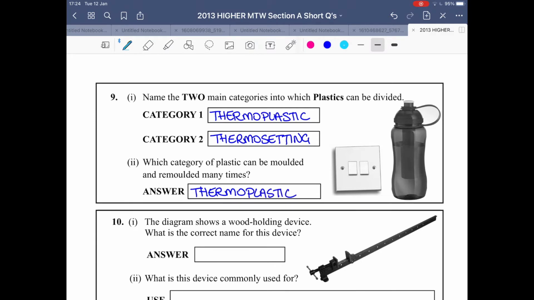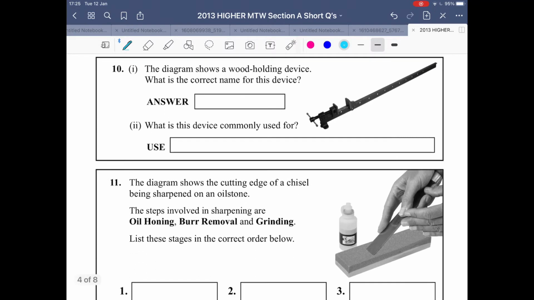Okay, so next question then. It says that the diagram shows a wood holding device, and what's the correct name for this device? I'm just putting a bit of notes up there onto question 9 first before we move on. Once it's set, it's basically just writing down what I already said. Thermosetting, once it's set, basically the word set. Okay, so highlight that for yourself there as well. Okay, the diagram shows a wood holding device.